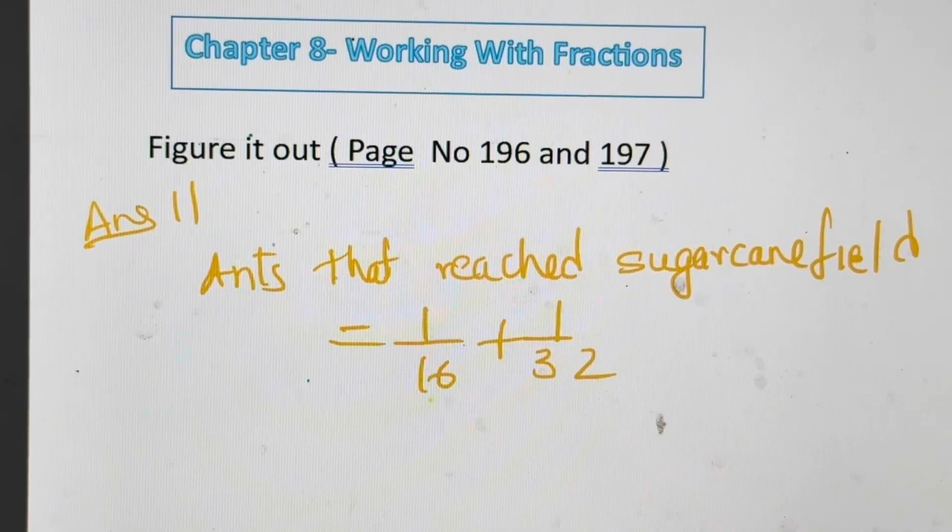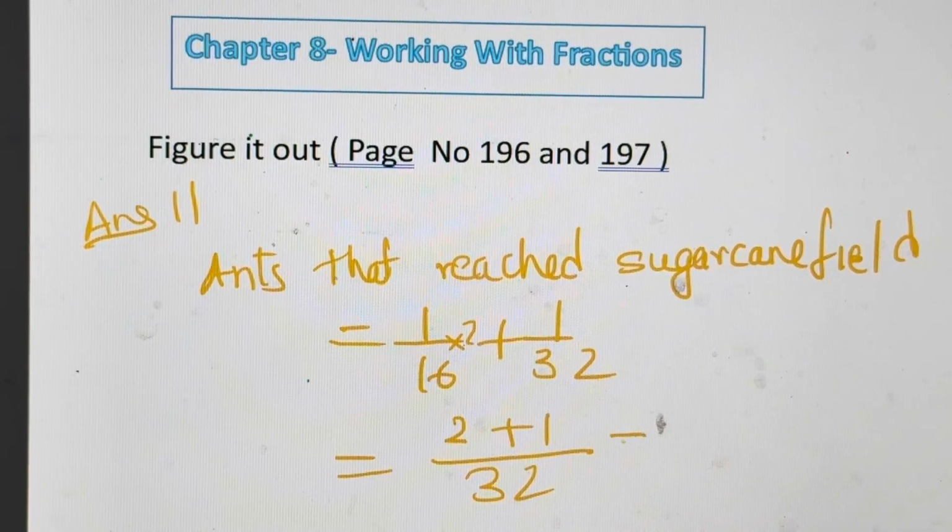Now here you can see the LCM would be 32. Why? Because 16 twos are 32. That's a multiple. 32 is a multiple of 16. So 32 is the LCM. So 16 twos are 32, so we multiply this by 2. So this becomes 2 upon 32 plus 1, which means 3 upon 32. They reach the sugarcane field.